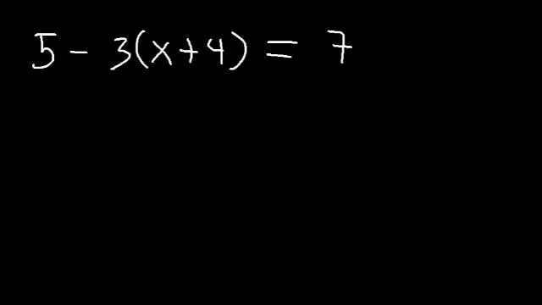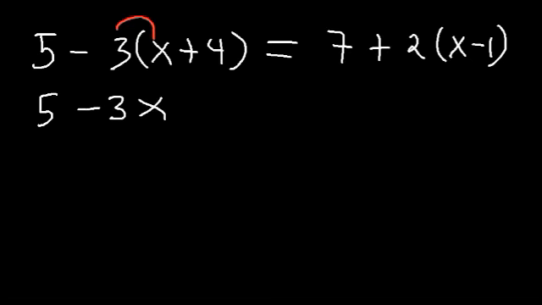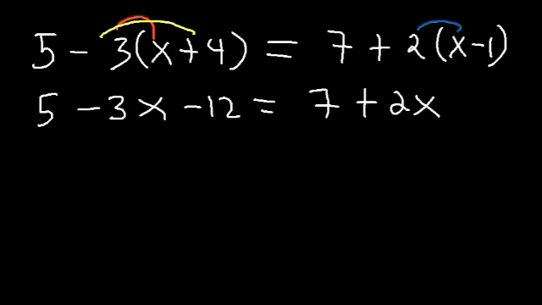Try this one. 5 minus 3 times (x plus 4) equals 7 plus 2 times (x minus 1). So in this particular example, let's distribute the negative 3 and the 2 first. So negative 3 times x is simply negative 3x. And negative 3 times 4 is negative 12. Now let's distribute the 2 on the right side. 2 times x is 2x. And 2 times negative 1 is negative 2.